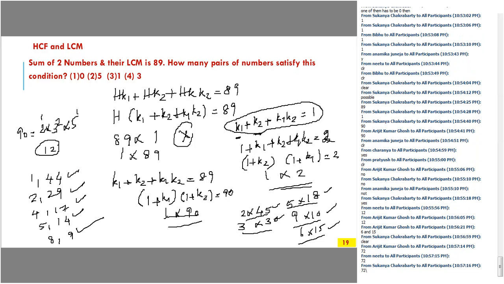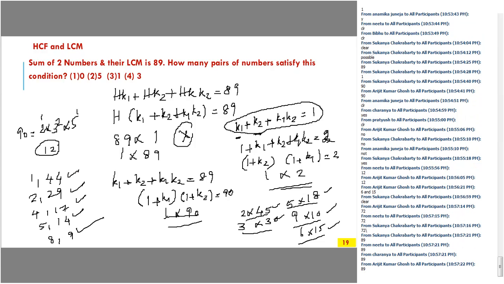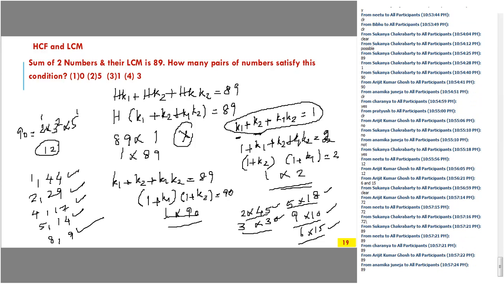What's the LCM of 8 and 9? Tell me. What is 72 plus 8 plus 9?